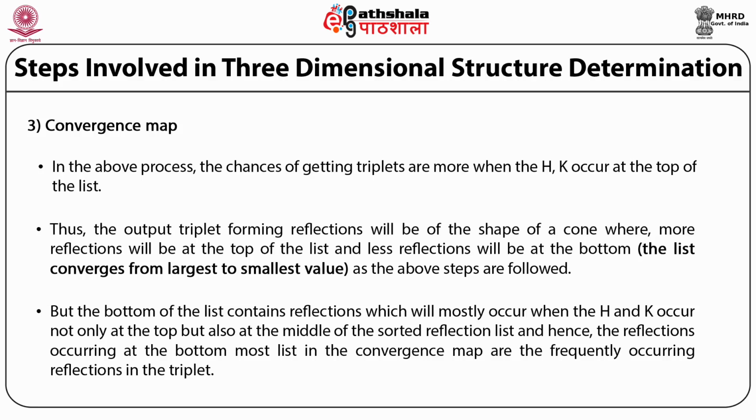And hence, the reflections occurring at the bottommost of the list in the convergence map are the frequently occurring reflections in the triplet, because we are talking about a triplet as a three-phase structure invariance, phi h plus phi k plus phi l, when h plus k plus l equals 0.